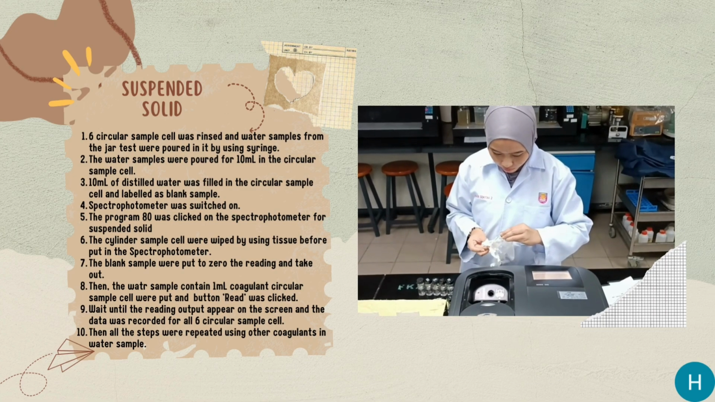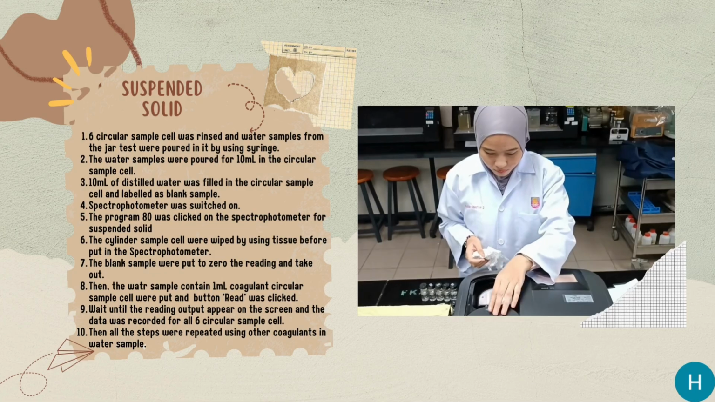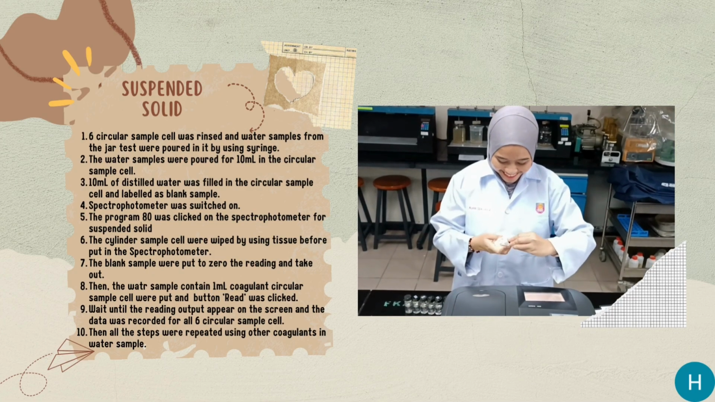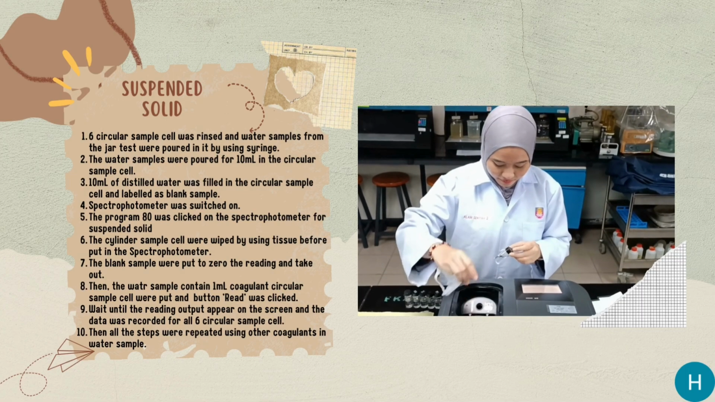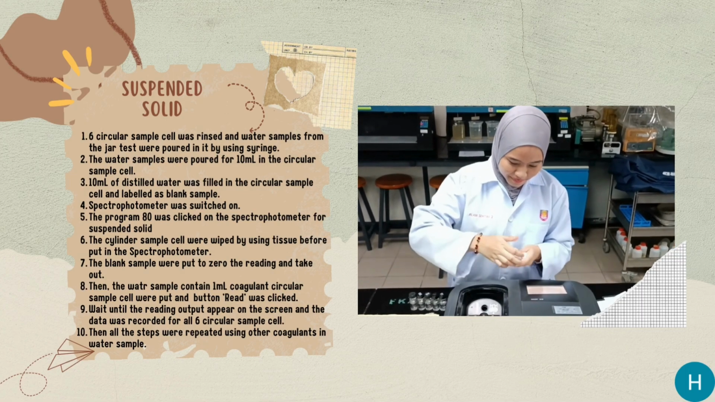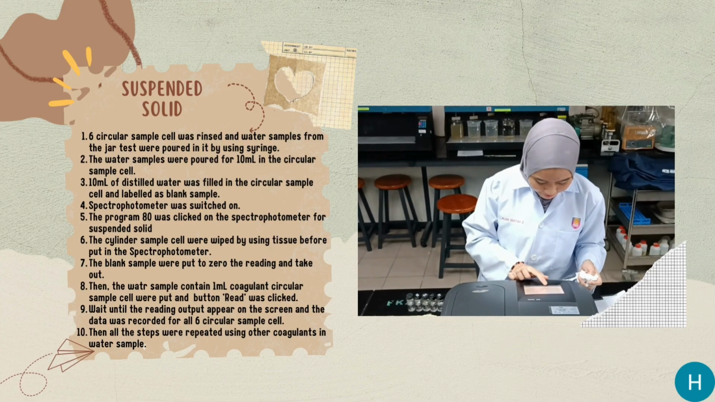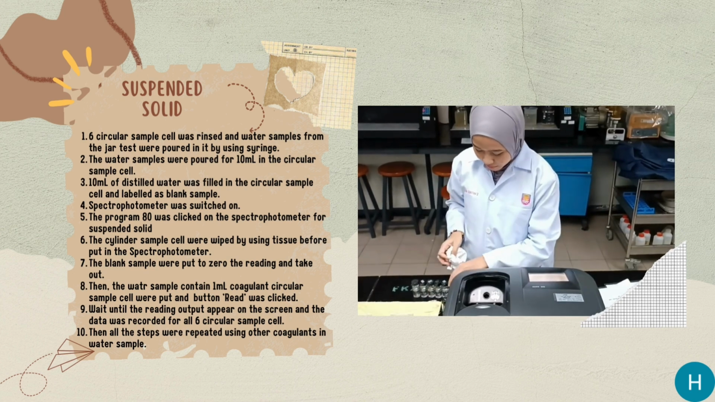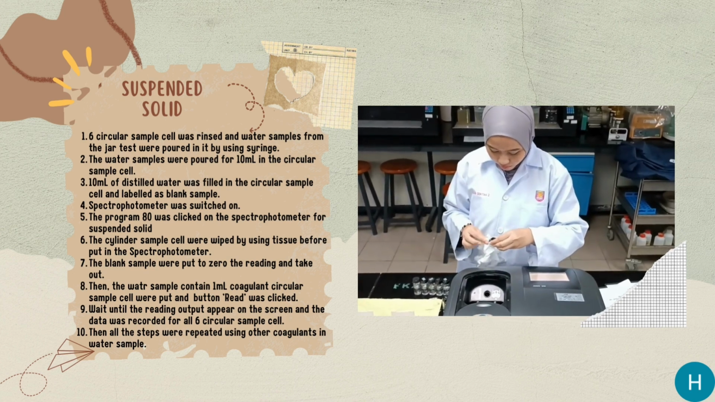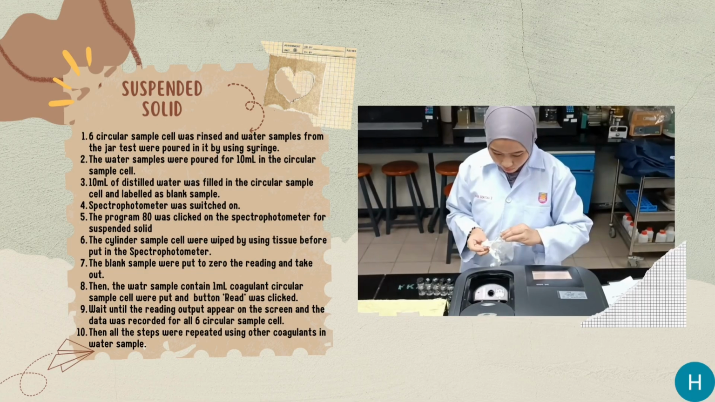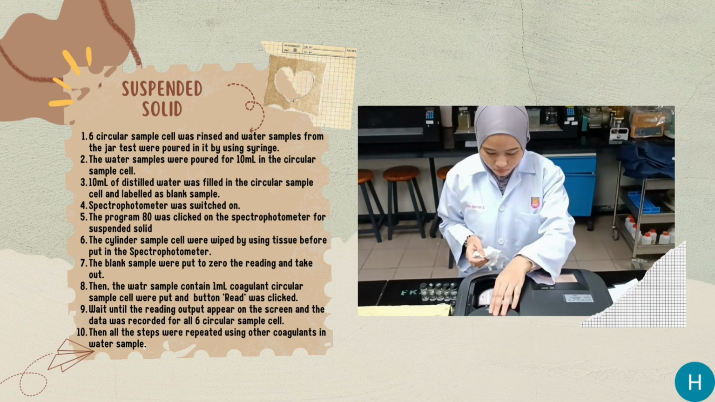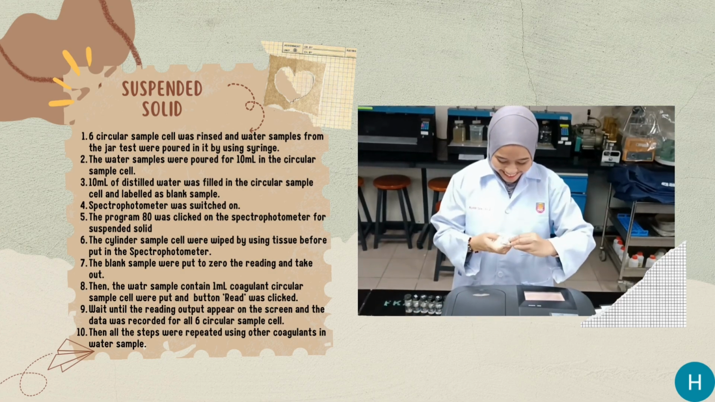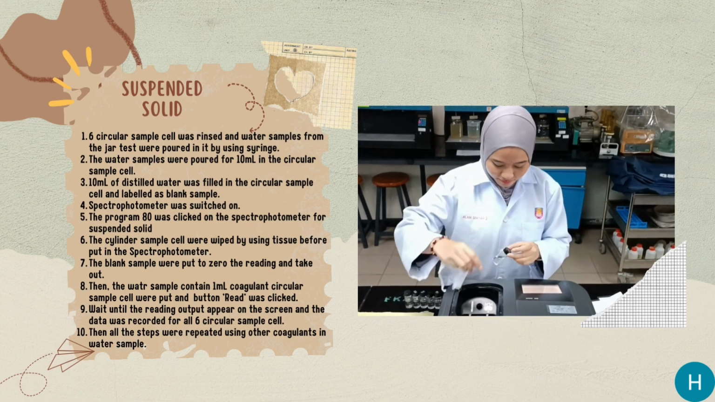The spectrophotometer was switched on. Program 80 was selected on the spectrophotometer for suspended solids. The cylinder sample cells were wiped using tissue before being put in the spectrophotometer. The blank sample was put in the spectrophotometer to zero the reading and then taken out. Then the water sample containing 1 ml coagulant circular sample cell was put in and the read button was clicked. Wait until the reading appears on the screen and the data was recorded for all the 6 circular sample cells. Then all the steps were repeated using the other coagulants in the water sample.